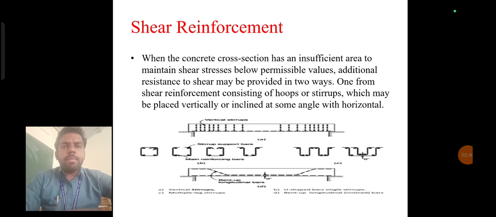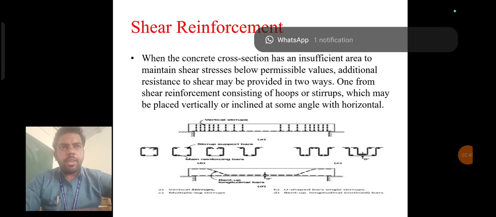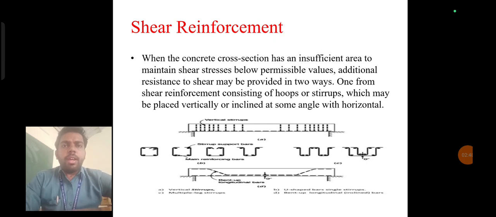And what is meant by shear reinforcement? When a diagonal failure occurs in a beam, to prevent that failure, we have to provide shear reinforcement. This reinforcement should be provided perpendicular to the longitudinal axis. Why? Because the longitudinal axis has the main reinforcing bars, so the shear reinforcement should be provided in the perpendicular direction on the beam.